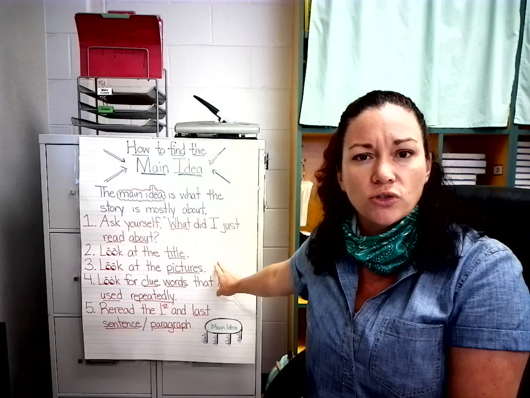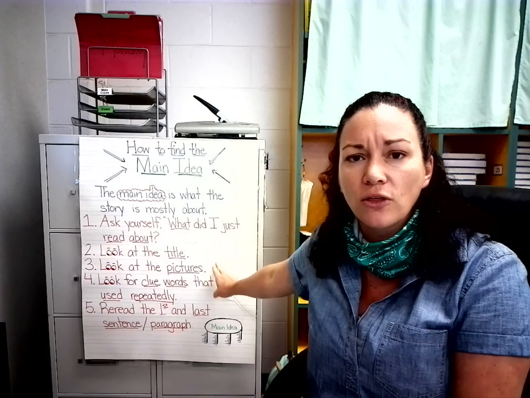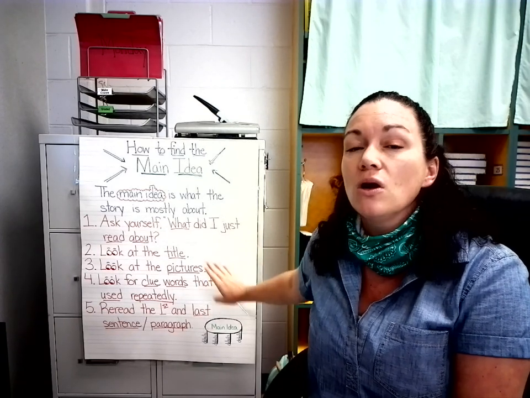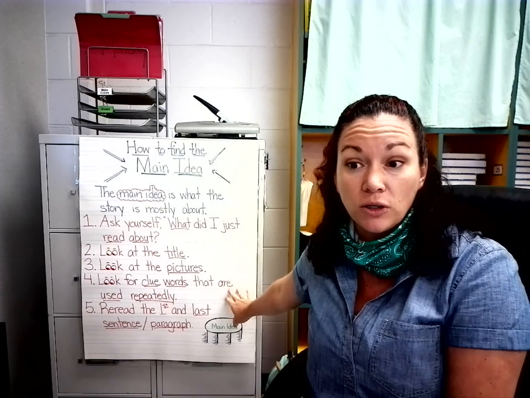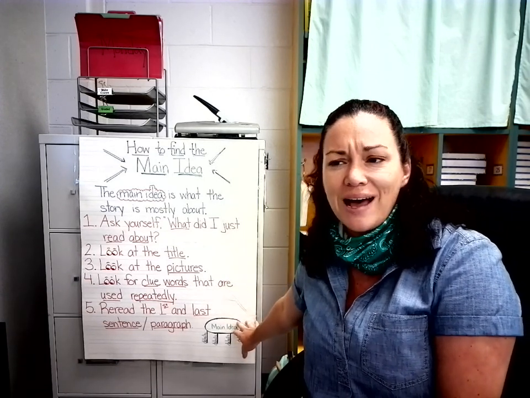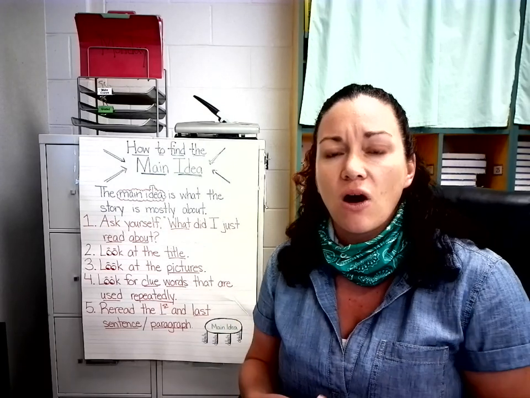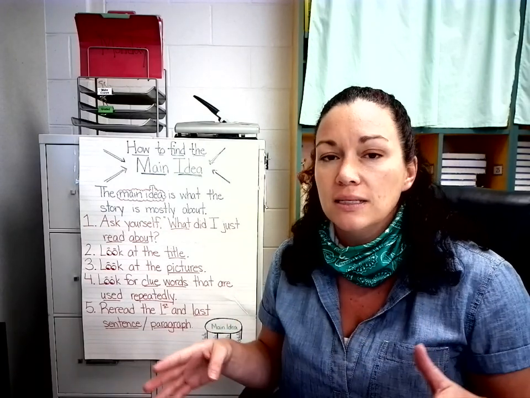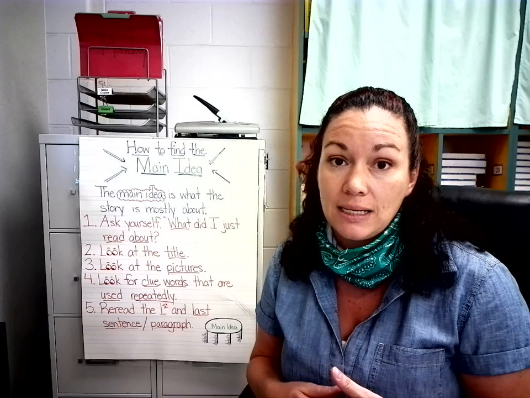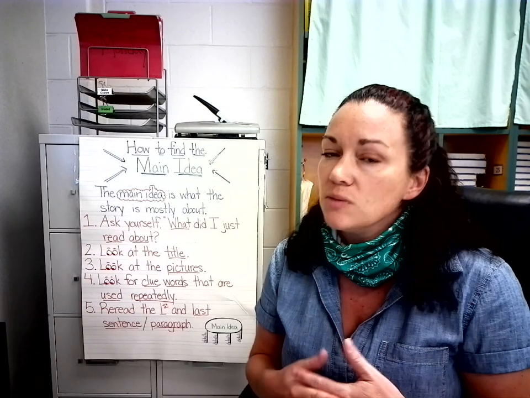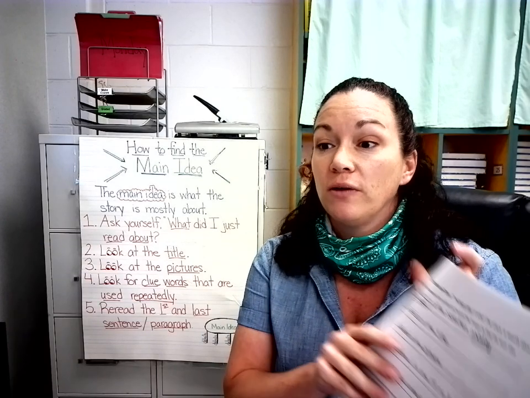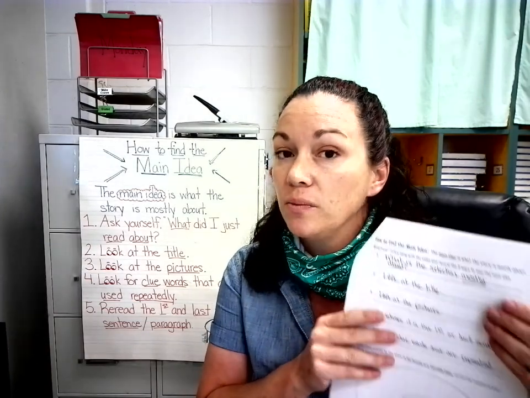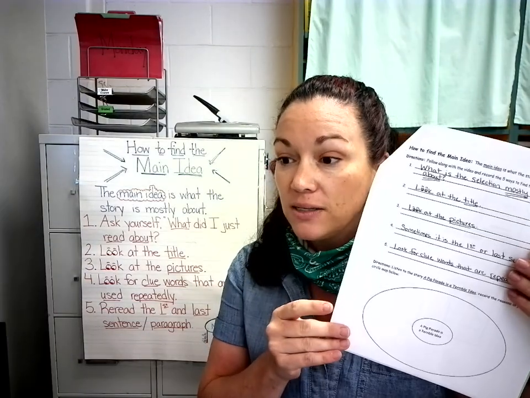Look at your pictures. What are the pictures that the author has included? Those are important. Look for words that are repeated over and over. Those are going to be your clue words. And then, of course, last but not least, sometimes the author will give you the first or the last sentence that will repeat what the main idea is. Not always, but a lot of times it can be found there. Now, I hope you remember you have already included those 5 in your notes from yesterday.